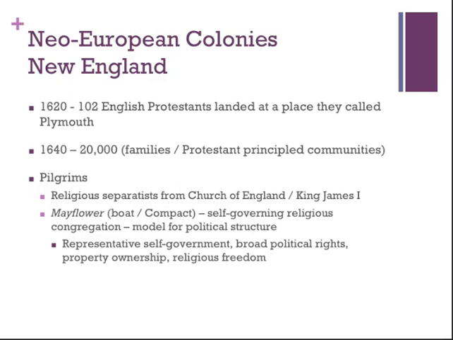And they also created something called the Mayflower Compact, which established self-governing religious congregations, and it ended up being our model for a political structure within America. They were willing to help each other out because they knew they would need and rely upon everybody else in order to survive. This government had a representative form of self-government, broad political rights, property ownership, and religious freedom within their community as they came aboard in Plymouth.